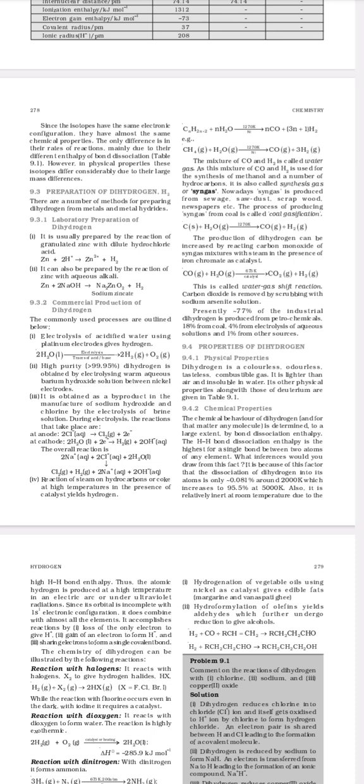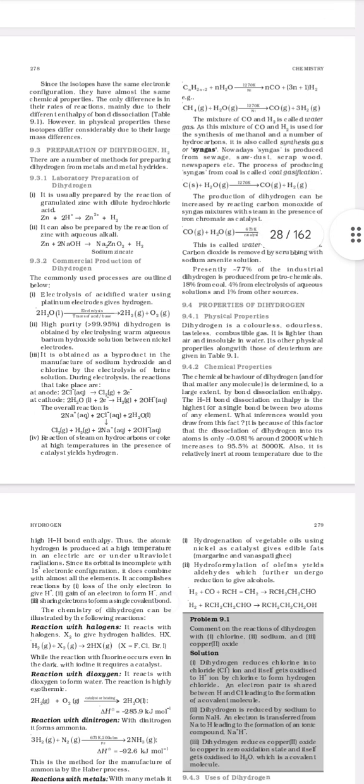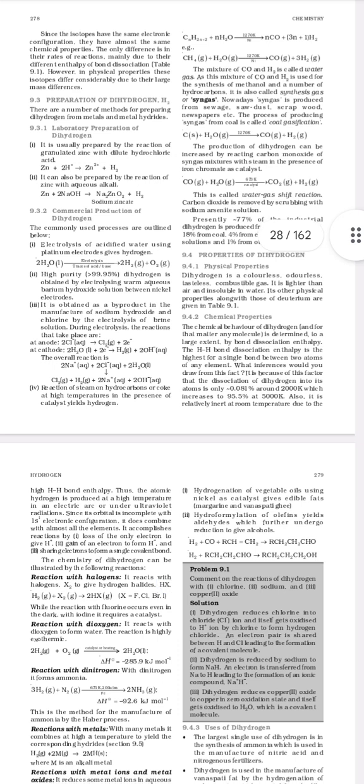So, commercial production of dihydrogen. The commonly used processes are outlined below. Electrolysis of acidified water using platinum electrodes gives hydrogen. High purity dihydrogen is obtained by electrolyzing warm aqueous barium hydroxide solution between nickel electrodes. It is obtained as a byproduct in the manufacture of sodium hydroxide and chlorine by the electrolysis of brine solution.